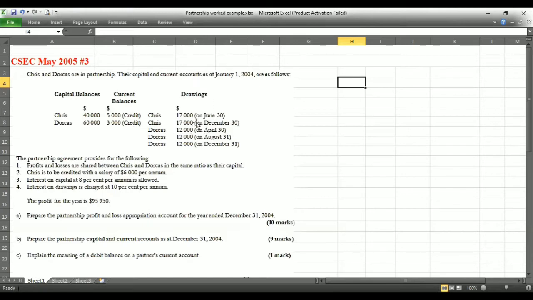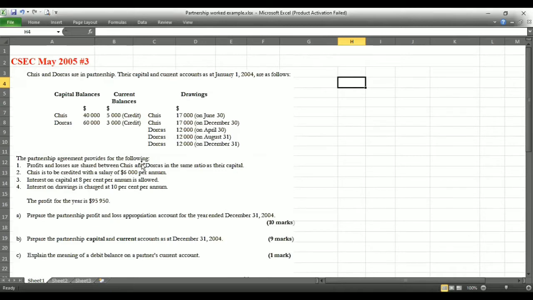But we're seeing where drawings were taken by both partners. Chris took drawings twice: $17,000 on June 30th, while at the end of December, Chris took $17,000. Dorcas took 12,000 on April 30th, another 12,000 on August 31st, and at the end of the year, Dorcas went ahead again and took 12,000 more for personal use.